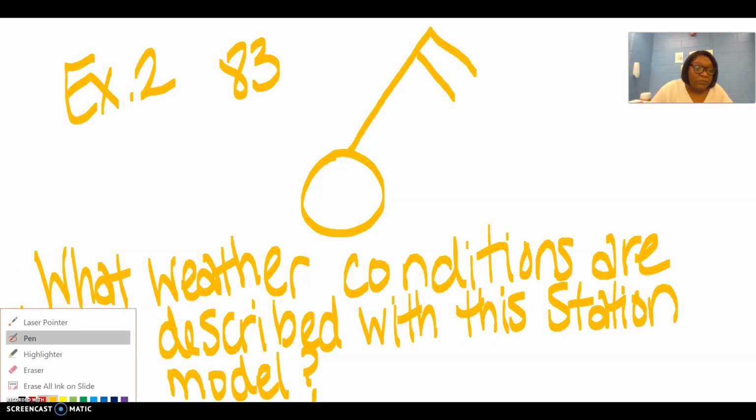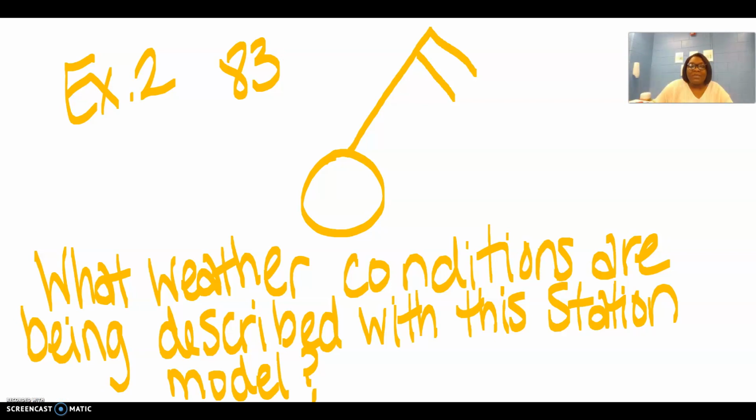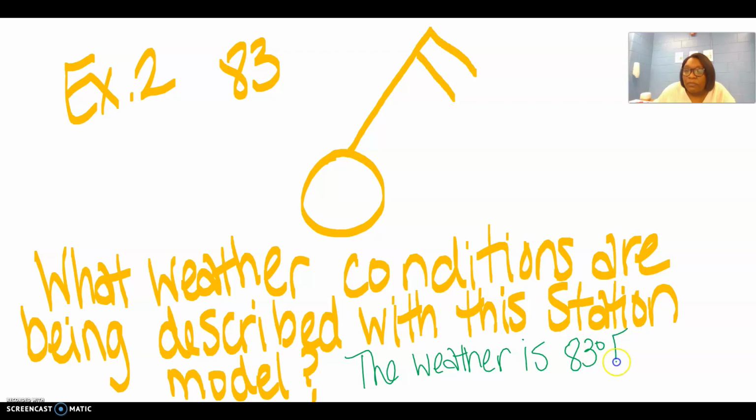So let's write it out. Once again, you want to copy what Miss Neville writes here. Okay, the weather is, notice how I started my sentence with a capital letter. That's what we need to make sure we do. The weather is 83 degrees Fahrenheit with clear skies. See, there's no cloud coverage.